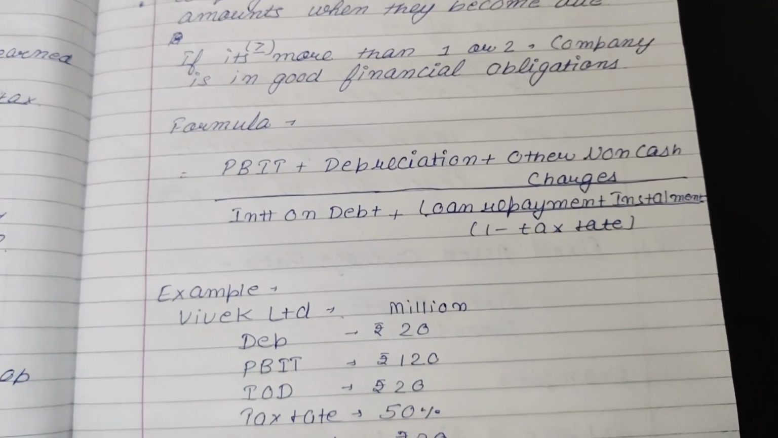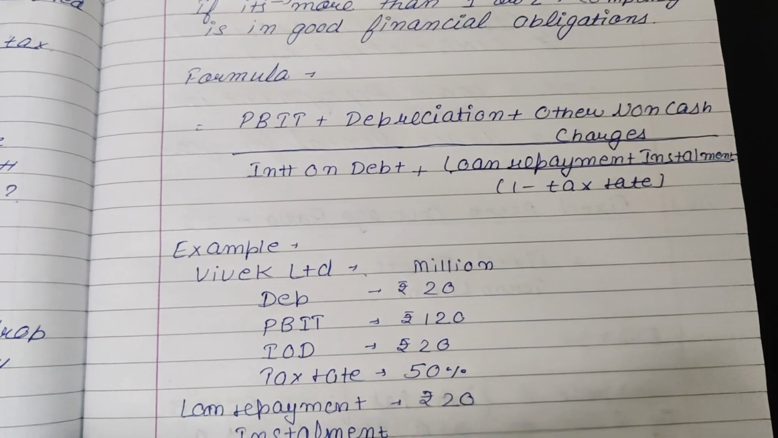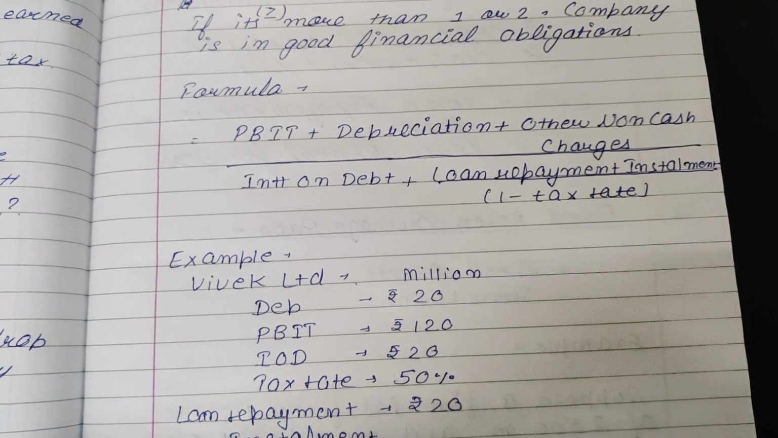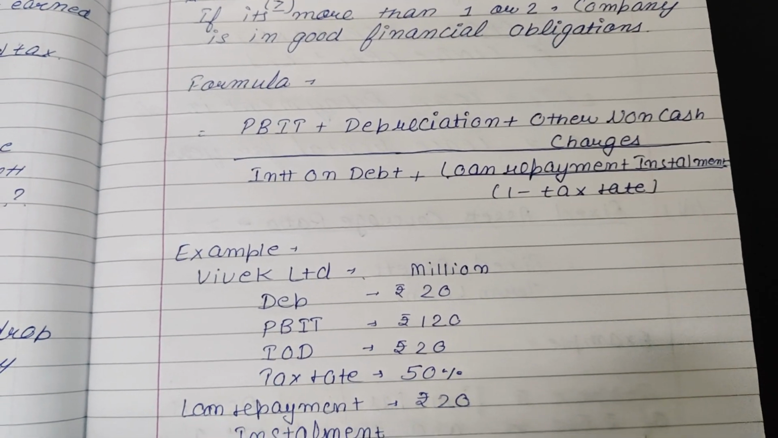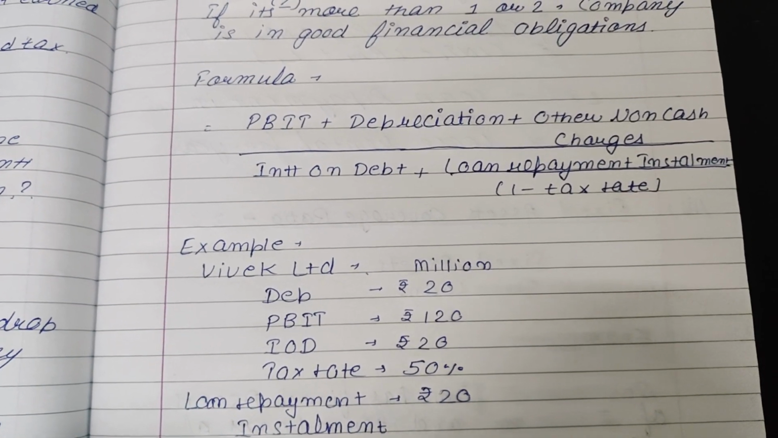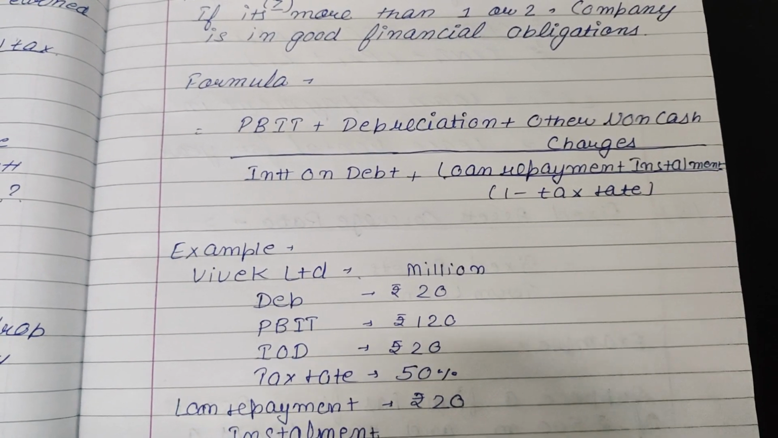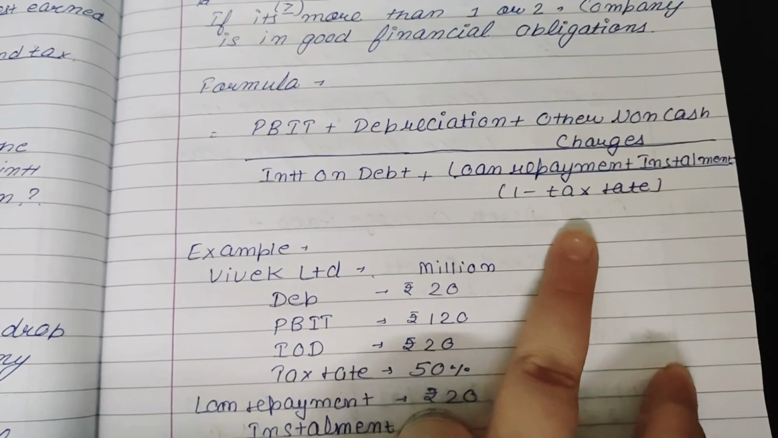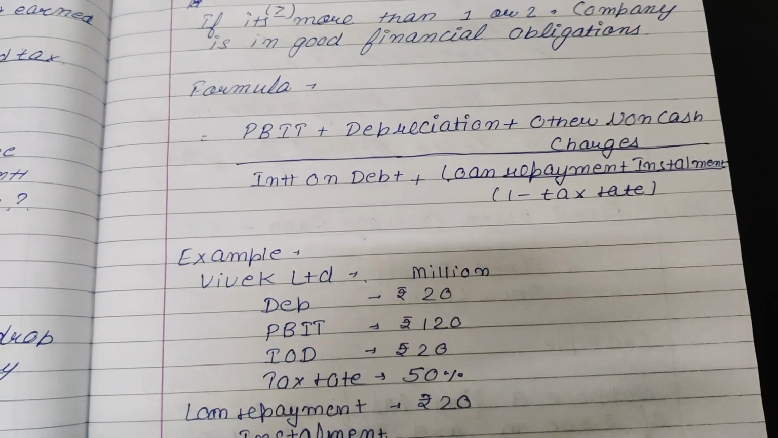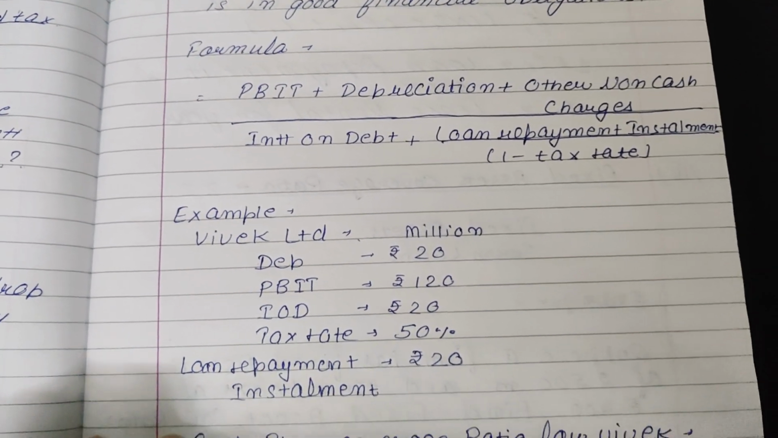The formula for calculating the cash flow coverage ratio is PBIT plus depreciation plus other non-cash charges, and you divide all of them by interest on debt plus loan repayment installments divided by 1 minus tax rate. We'll take this loan part if your company has taken a loan, right? Otherwise we'll not take it, right?